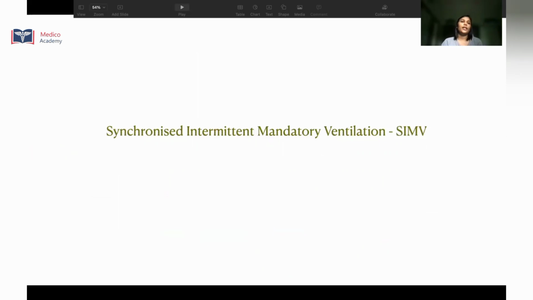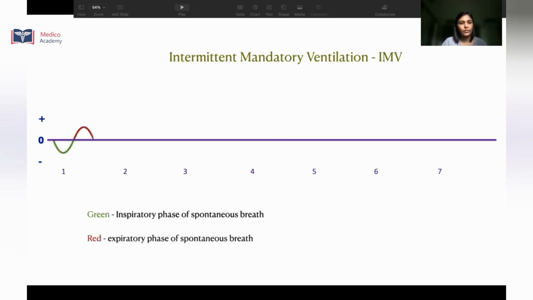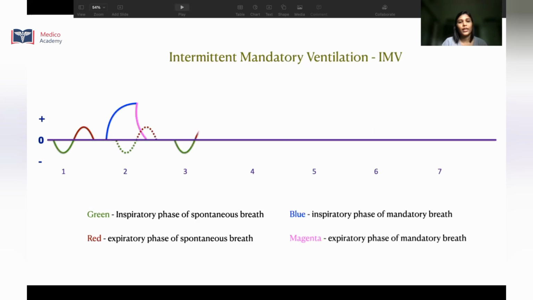So the next mode is SIMV, or synchronized intermittent mandatory ventilation. To understand what SIMV is, we need to know first what IMV, or intermittent mandatory ventilation, is. This is also an outdated mode. It used to be used previously, where there would be spontaneous breaths in between the mandatory breaths.